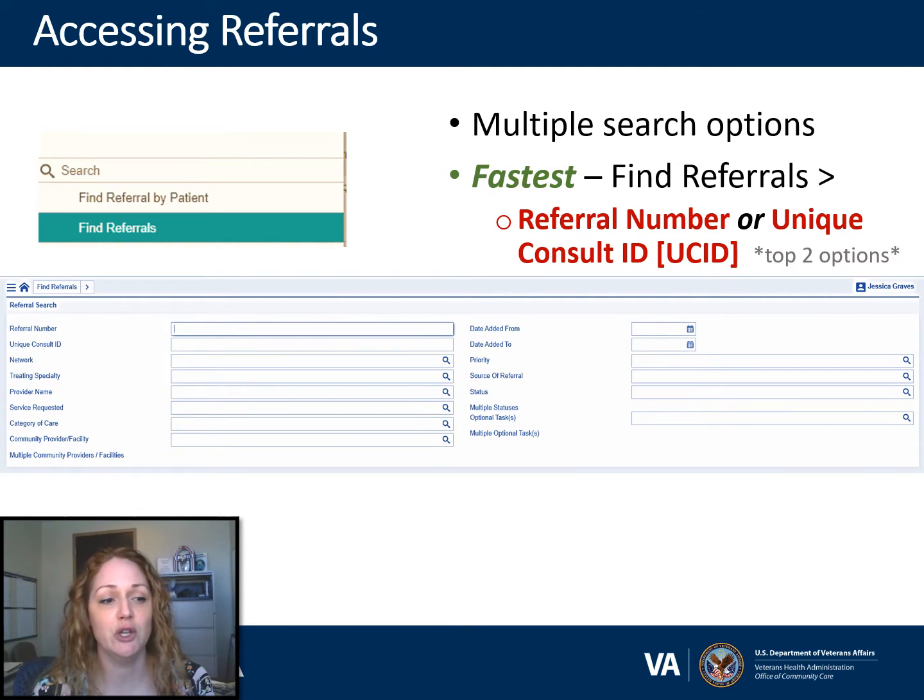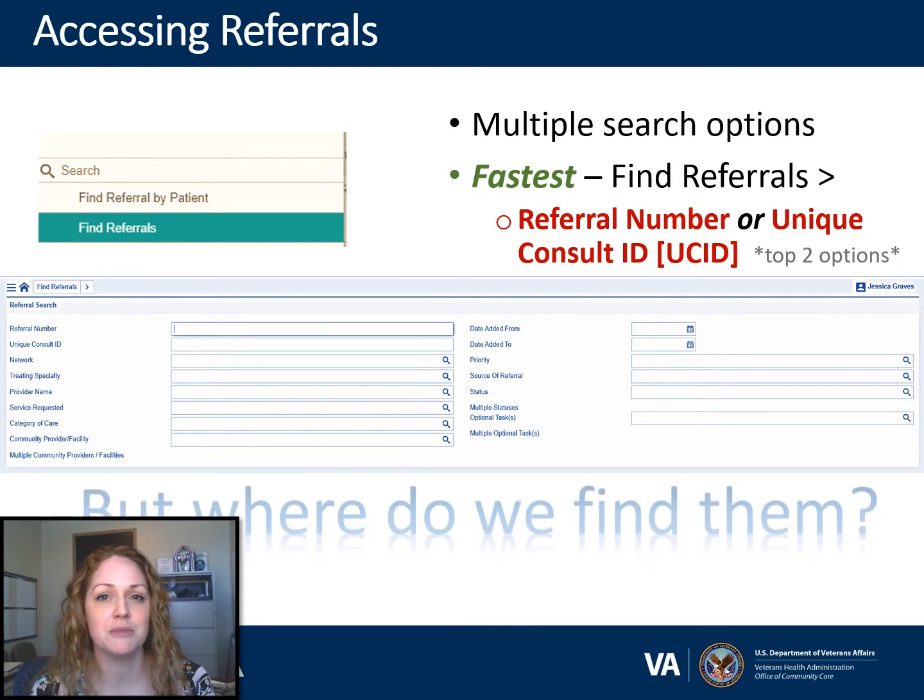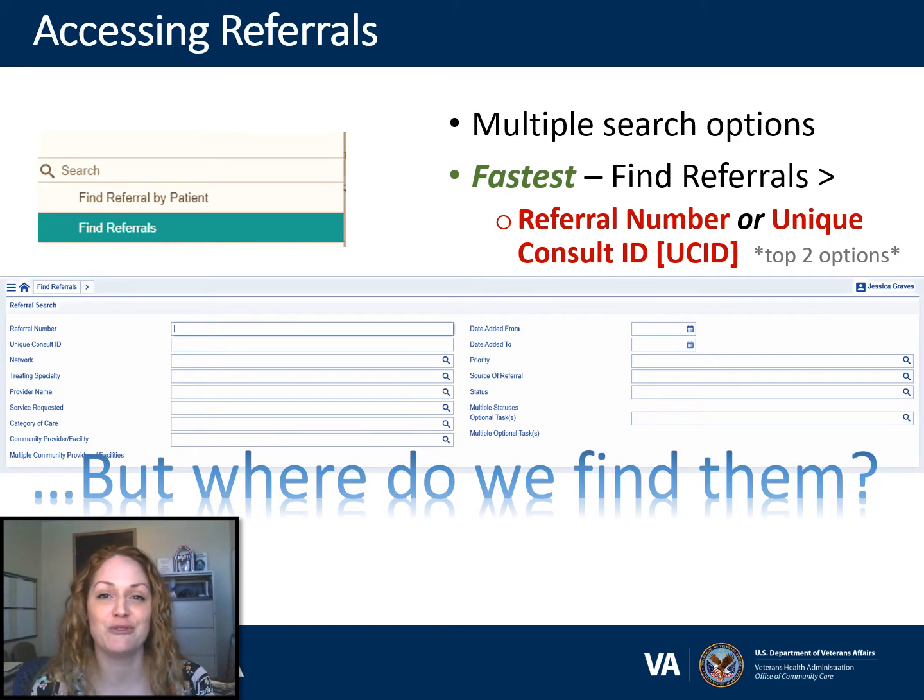The main screen looks like this, and you'll see the very top two options to use to search for a referral are the referral number and the unique consult ID. So then the question becomes, where do we find the referral number and the UCID? Well, the answer to that is CPRS.